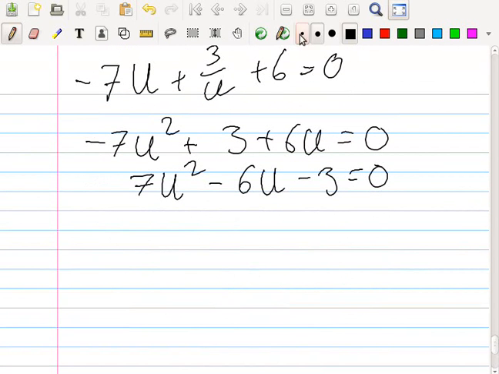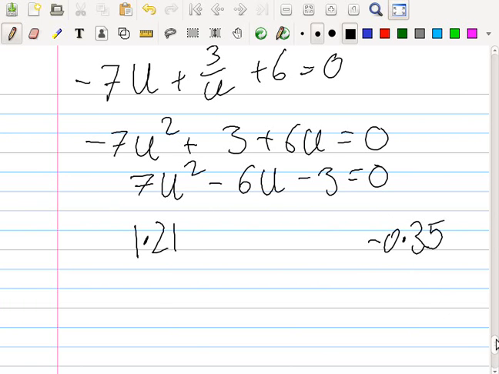Okay, what are the two answers here? It will possibly be decimals, okay? 1.21. Minus 0.25. Now that's what u is, right?